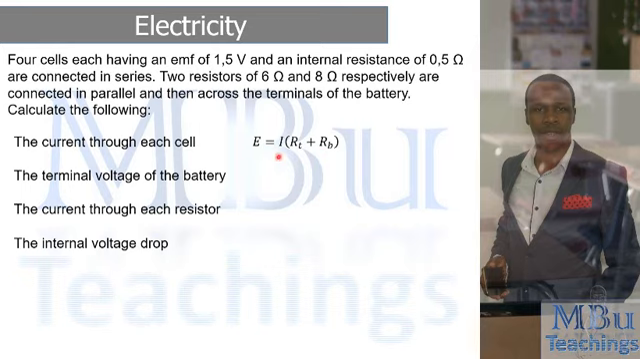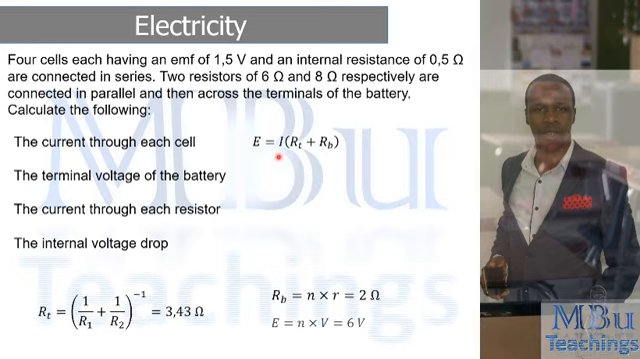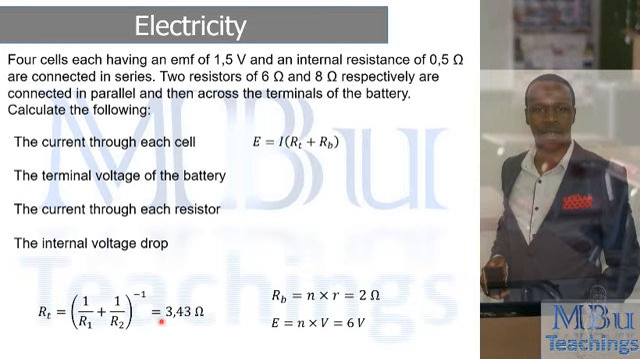So let's see what I meant. This is what I was meaning. E equals I times (RT plus nRb), and RT is actually RP. Then when we substitute all of them, we just make I the subject of the formula, and this will be your answer. Let's move to the second question.